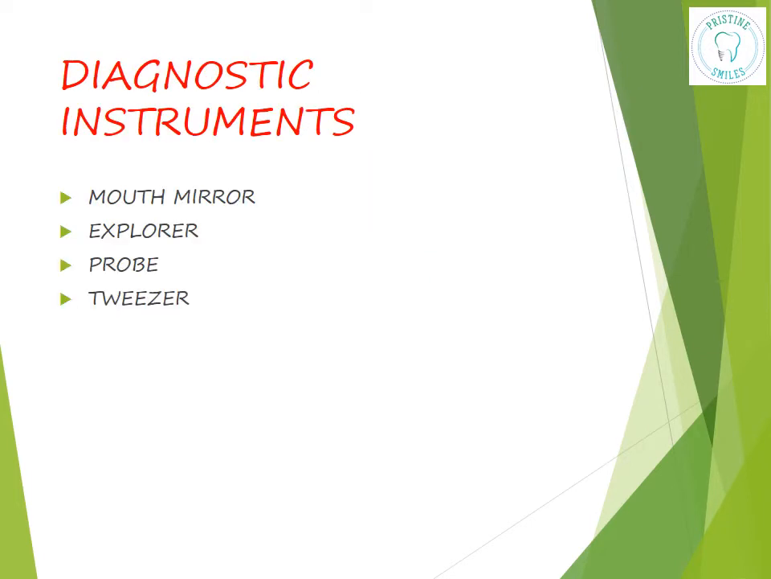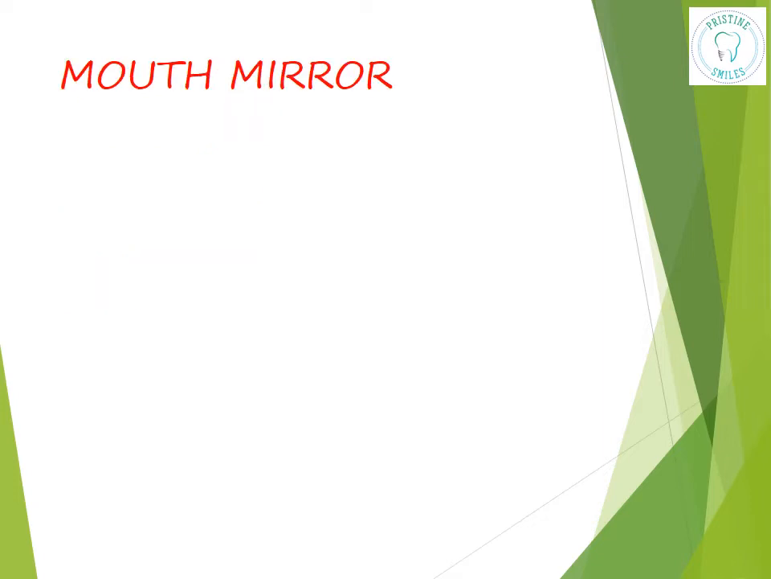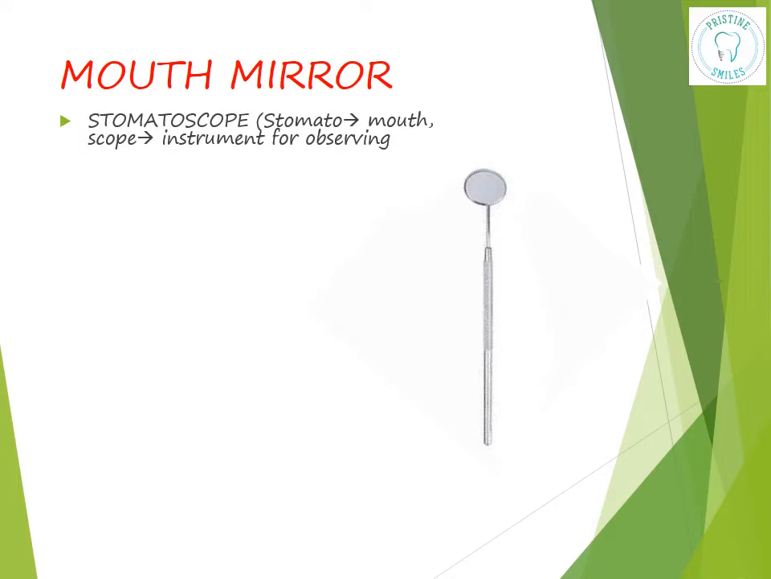There are a total of 4 diagnostic instruments: mouth mirror, explorer, probe, and the tweezer. We will be looking at each of these instruments next. This here is the mouth mirror. It is also known as stomatoscope. If you break down this word, stomato means the mouth, whereas scope is a suffix denoting an instrument used for observing. So as the name suggests, a stomatoscope or a mouth mirror is used to view the mouth.